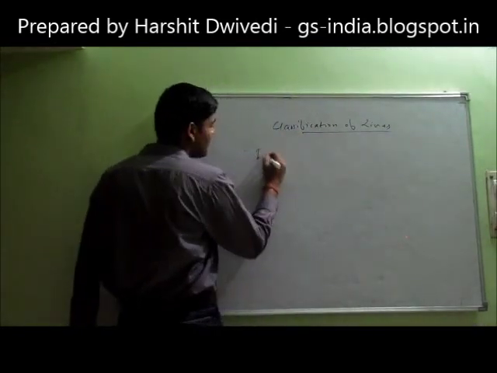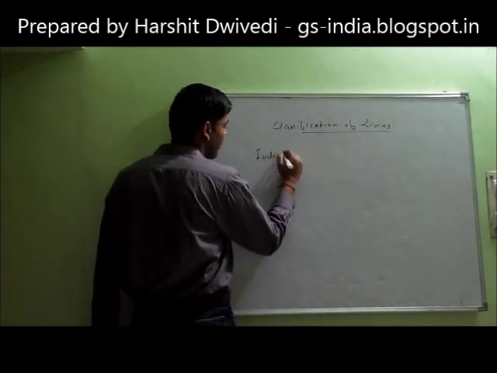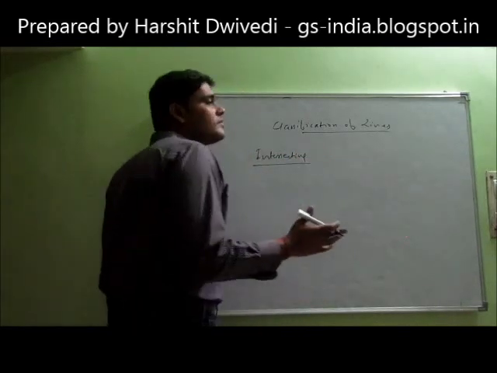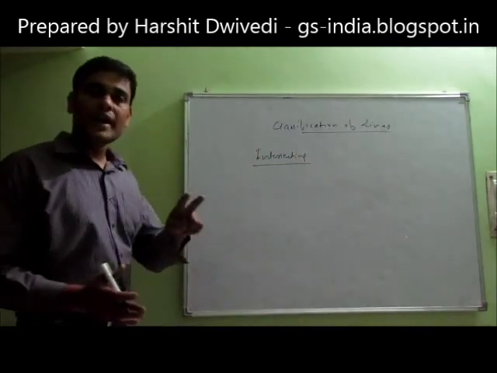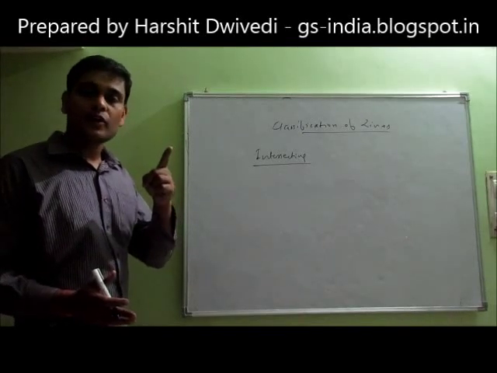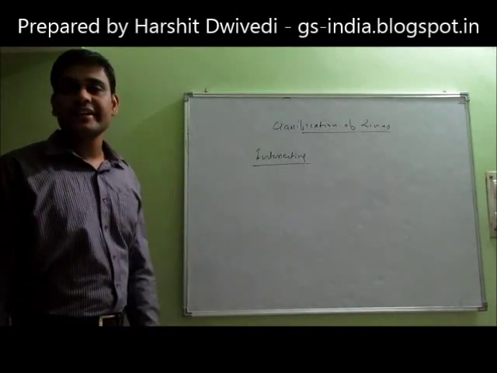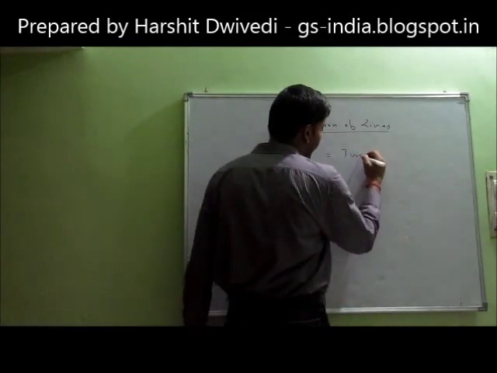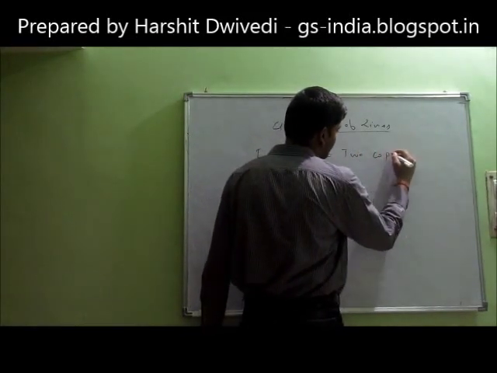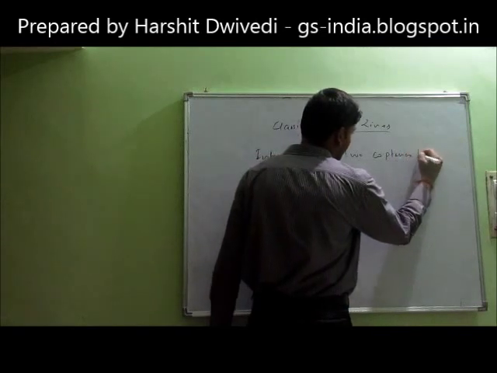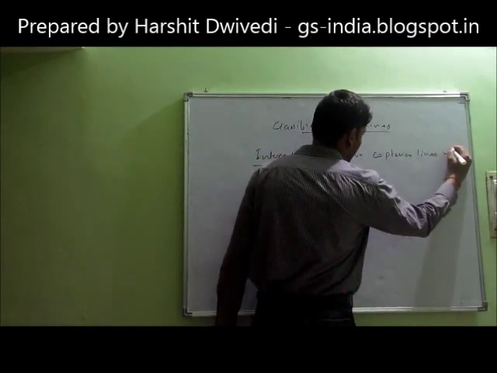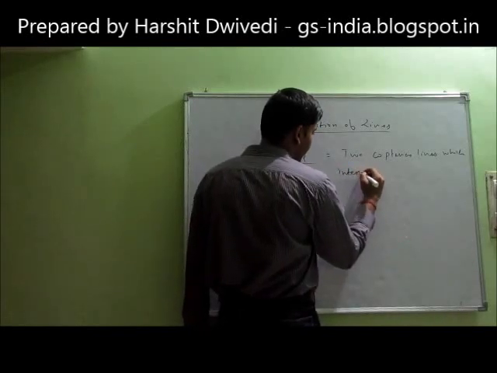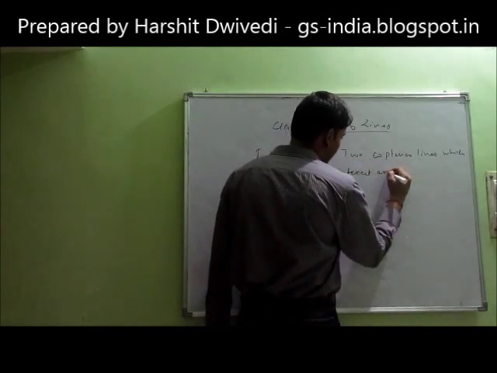What was the second one? It was intersecting line. Now, just opposite of parallel lines. Two coplanar lines which will never intersect are parallel lines. Now, two coplanar lines which intersect are intersecting lines.